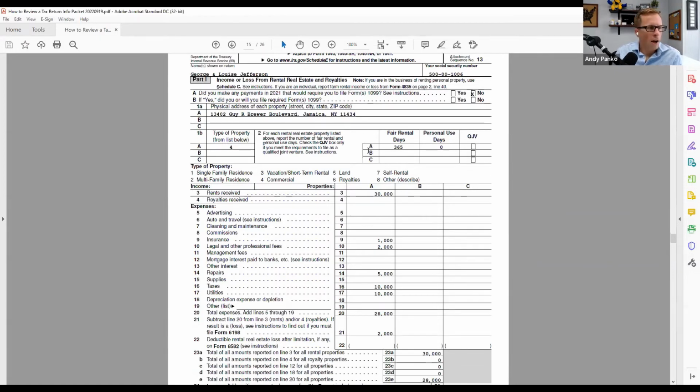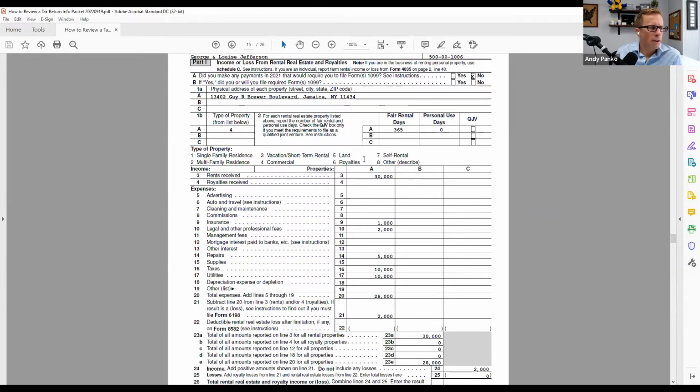A lot of stuff going on here. Unless you're comfortable with rentals and what goes into it, don't try to be a hero here necessarily. But if you know the basics, you can help them make sure that they are deducting all the expenses they're eligible to deduct, especially depreciation.